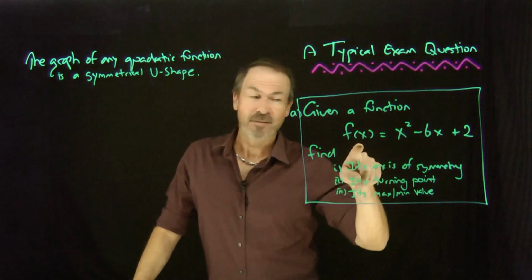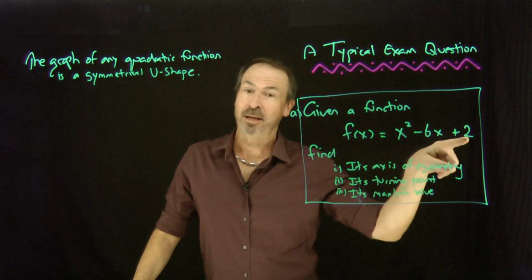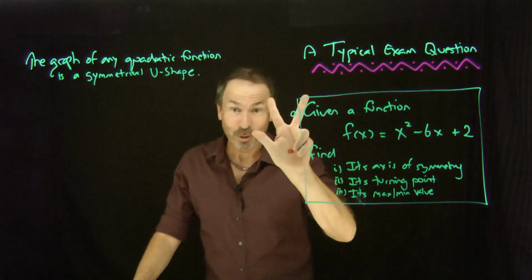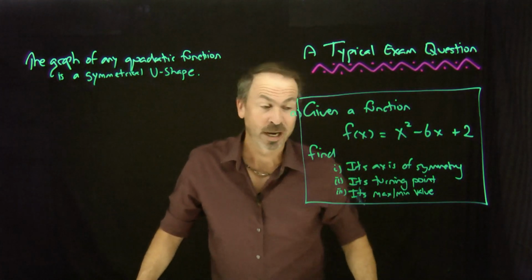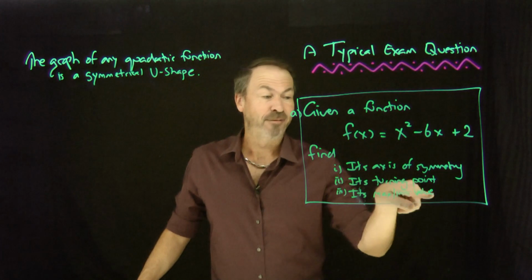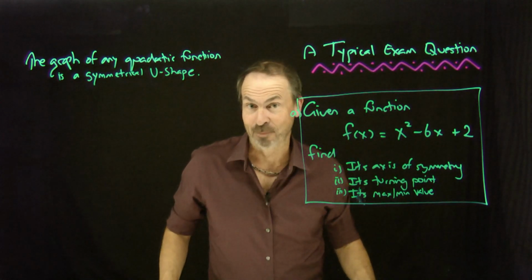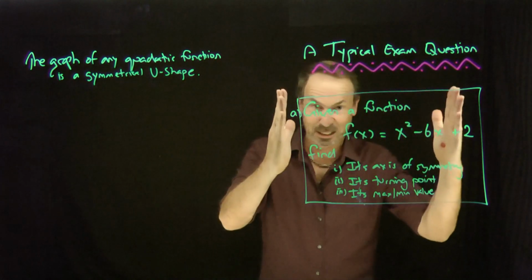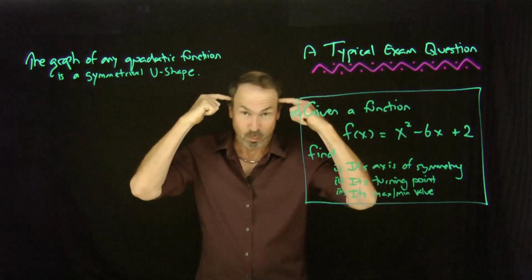Part A of a linear programming question on national exams seems to always be about quadratic functions. Something typically like this: given a function f of x equals x squared minus 6x plus 2, find three things. Find its axis of symmetry, find its turning point, and find its maximum or minimum value. Let me do this type of question first, and here's how my brain works on this.